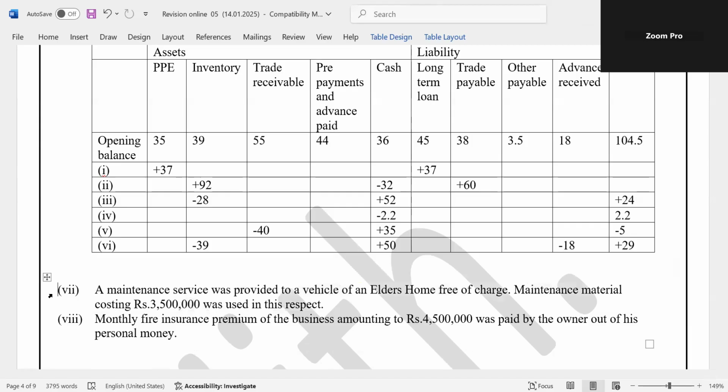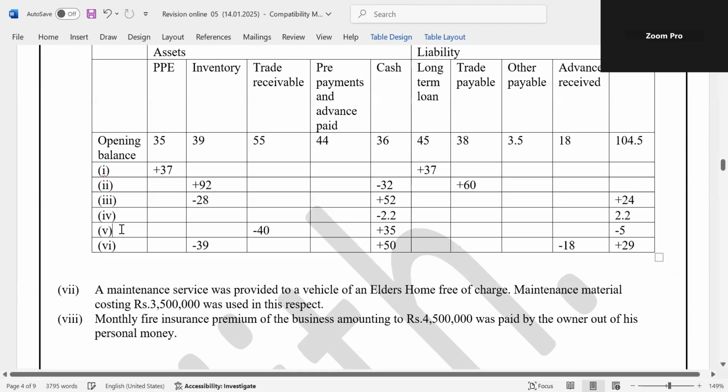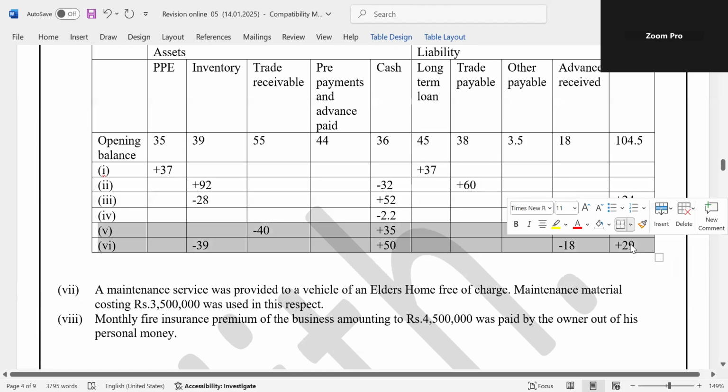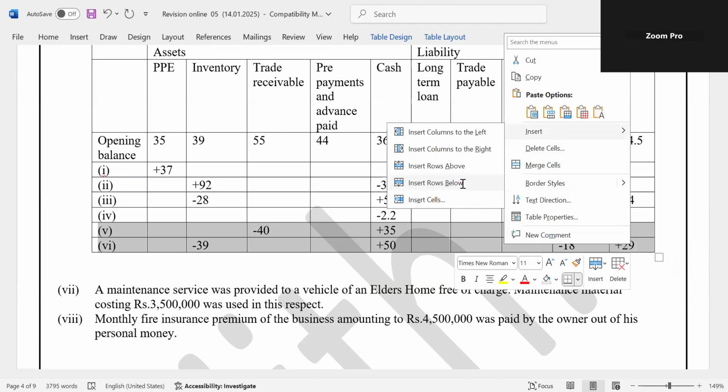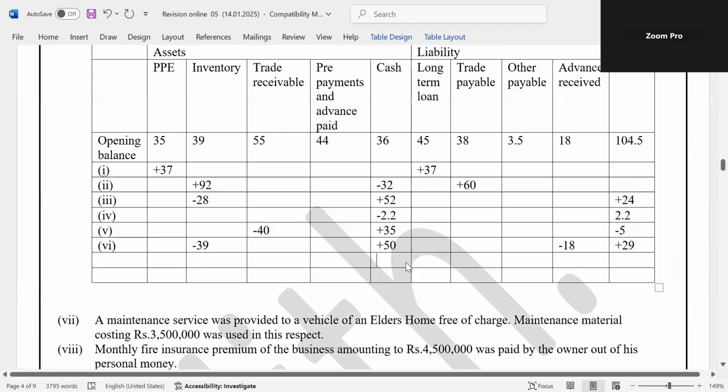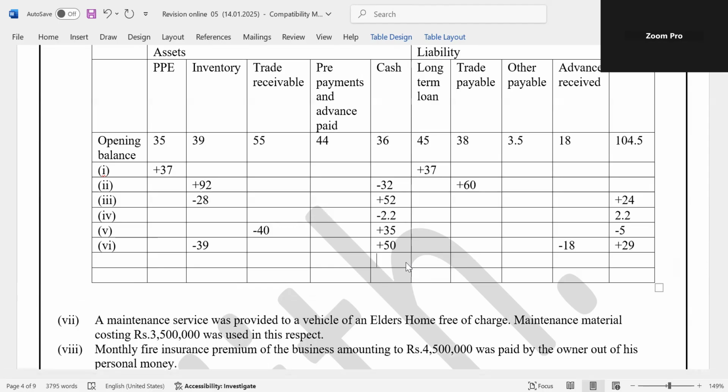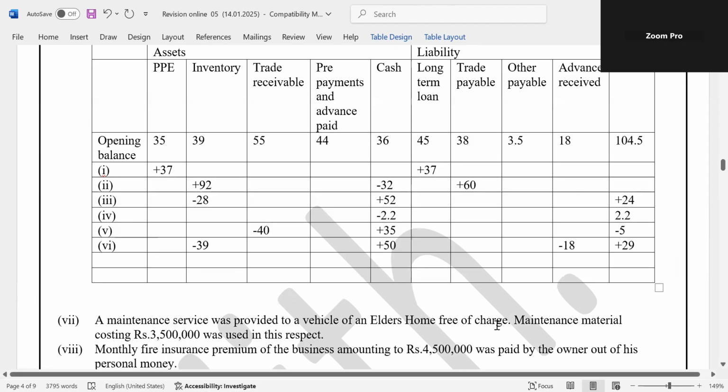Given, maintenance service was provided to the vehicle of an elders home free of charge, and maintenance material costing 3.5 million was used. That is a donation. Look, it was given free. Therefore, the maintenance material used for that equals 3.5 million. It is called a donation. Maintenance service provided to the vehicle of the elders home free of charge, and maintenance material costing 3.5 million was used. Therefore, it is called a donation. Also an expense. Effect for equity decrease.